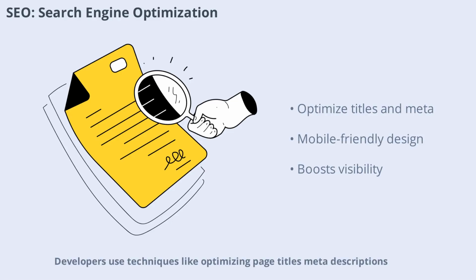Developers use techniques like optimizing page titles, meta descriptions, and site structure. Fast loading times and mobile-friendly design also boost SEO. Good SEO practices increase visibility and attract more visitors.